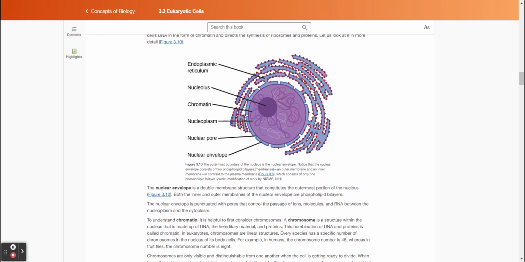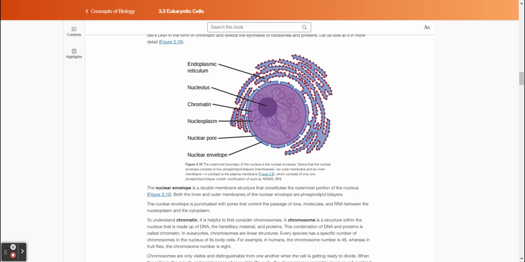The nuclear envelope is a double membrane structure that constitutes the outermost portion of the nucleus. Both the inner and outer membranes of the nuclear envelope are phospholipid bilayers. The nuclear envelope is punctuated with pores that control the passage of ions, molecules, and RNA between the nucleoplasm and the cytoplasm. To understand chromatin, it is helpful to first understand chromosomes.